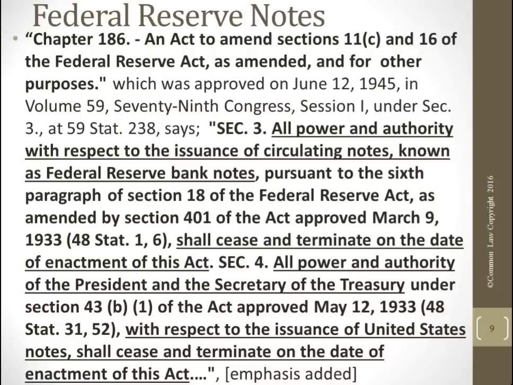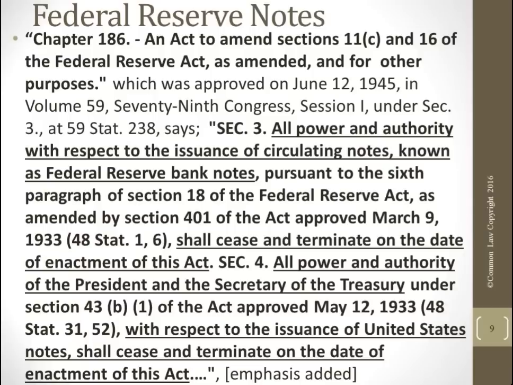Federal Reserve Notes. This is actually found at 59 Stat 238. It says it's chapter 186, an act to amend section 11C and 16 of the Federal Reserve Act, and then section 3 says, all power and authority with respect to the issuance of circulating notes, known as Federal Reserve Notes, shall cease and terminate on the date of the enactment of this act.